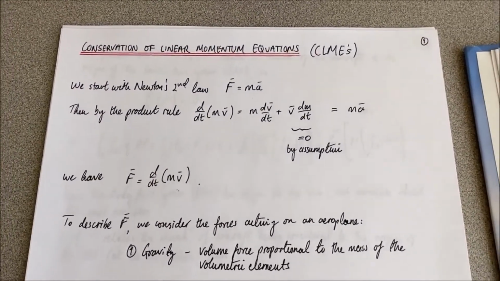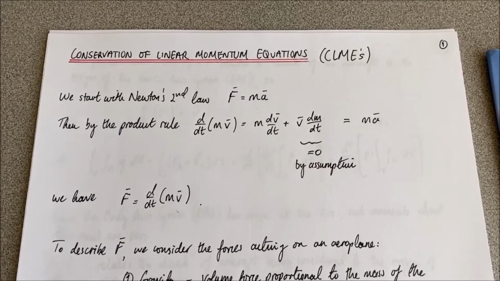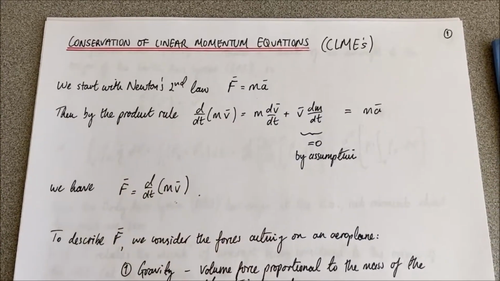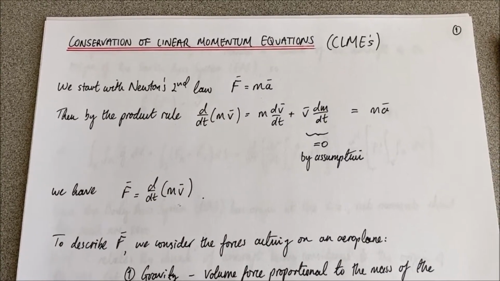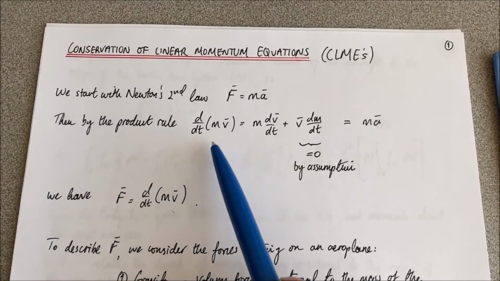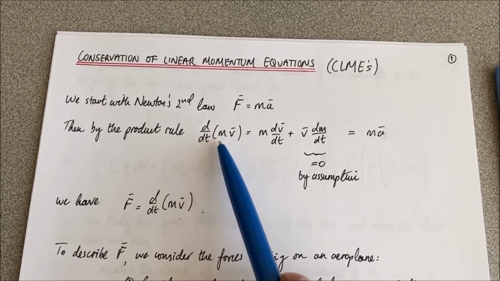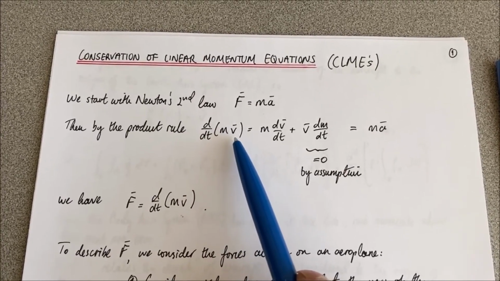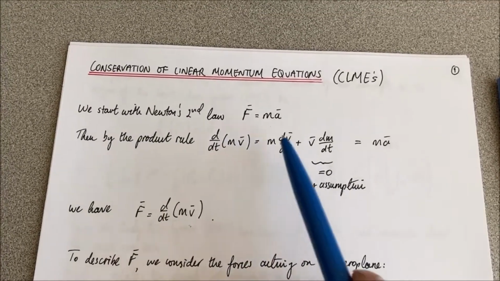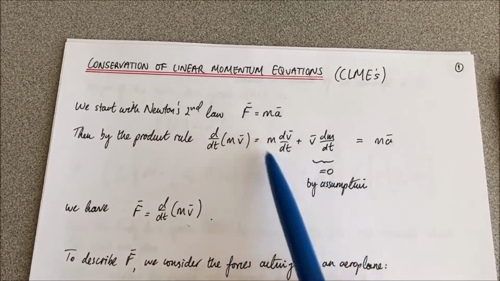So we begin our derivation of the conservation of linear momentum equations with the basic definition or expression of Newton's second law, F equals ma. Hopefully very familiar to all of you. Then what we can say by the product rule is that we can write the derivative with respect to time of mass times the velocity vector is the derivative of this multiplied by the derivative of this plus this multiplied by the derivative of this, right? That's just the product rule.